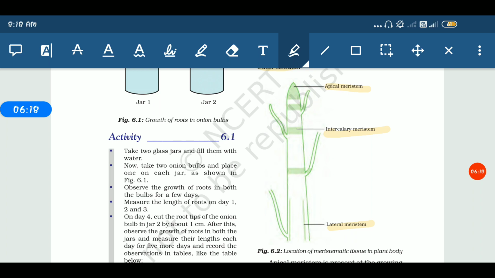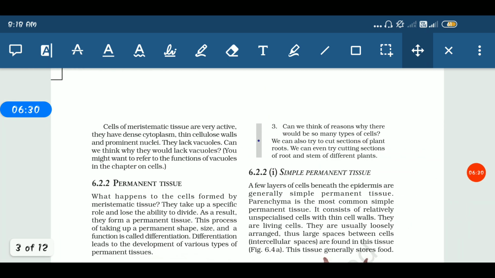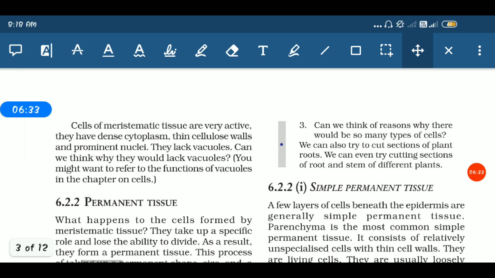But students, before we start with the types of the meristem, we need to understand the characteristics of the meristematic tissue. In your chapter, it is written that cells of the meristematic tissue are very active. So obviously, why are they active? Because they have the tendency to divide continuously, and they have dense cytoplasm.